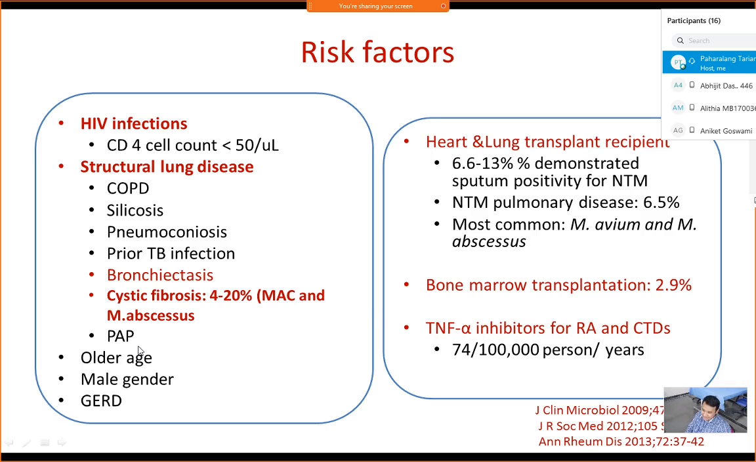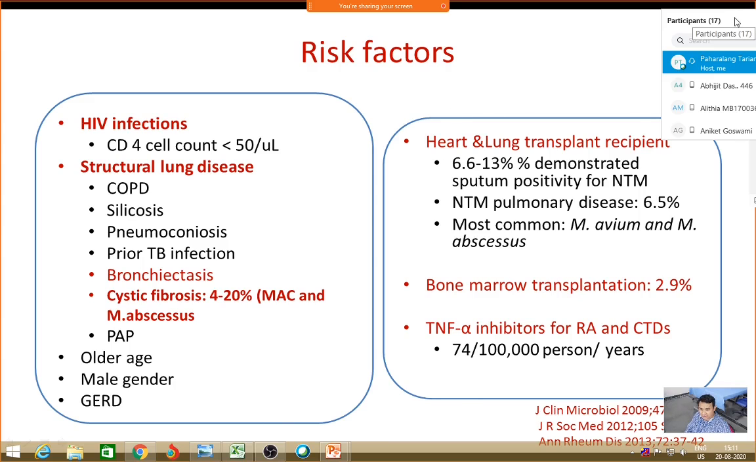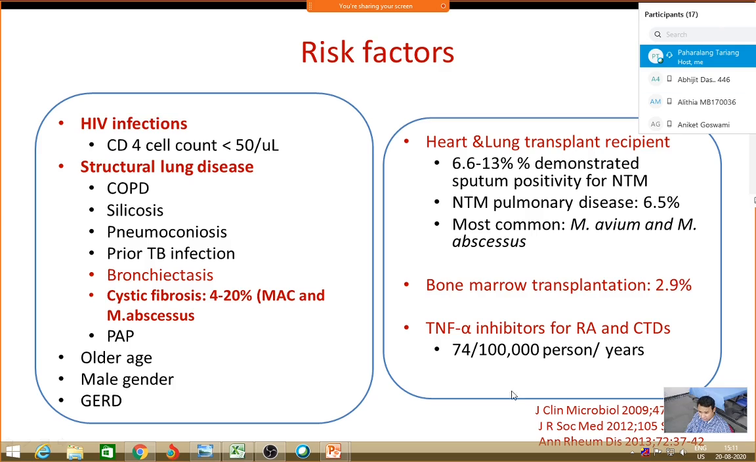Pulmonary alveolar proteinosis is another important structural cause of NTM infection. Older age, male gender, and also reflux. Then chronic immunosuppression, such as post-transplants, especially post heart and lung transplants, post bone marrow transplants, or even those with autoimmune disorders who are on TNF alpha inhibitors. As of now, we know that TNF alpha inhibitors are extensively used in diseases like rheumatoid arthritis and other connective tissue disorders. So especially the use of TNF alpha inhibitors poses a great risk for the development of not only Mycobacterium tuberculosis but also non-tubercular mycobacterial infection.